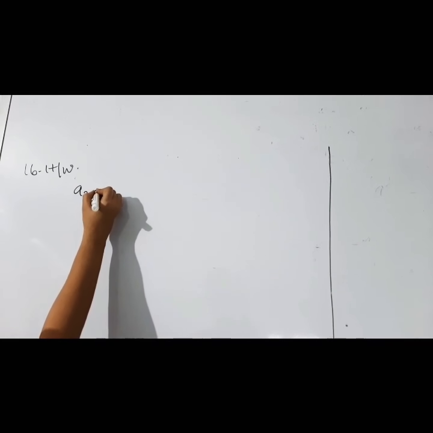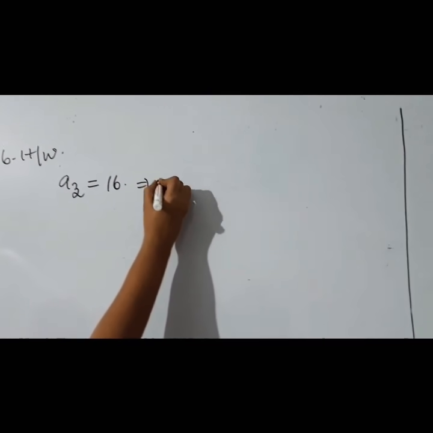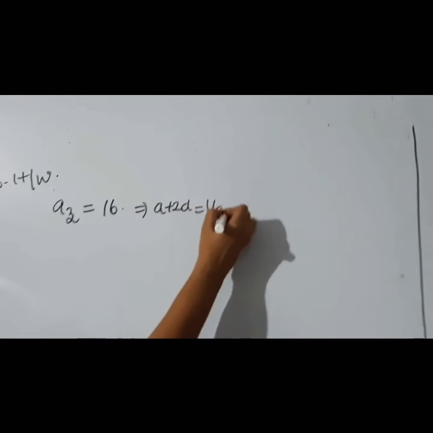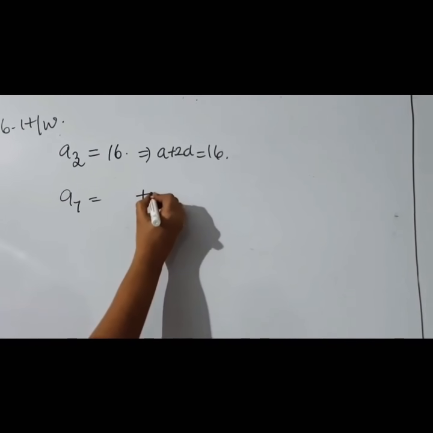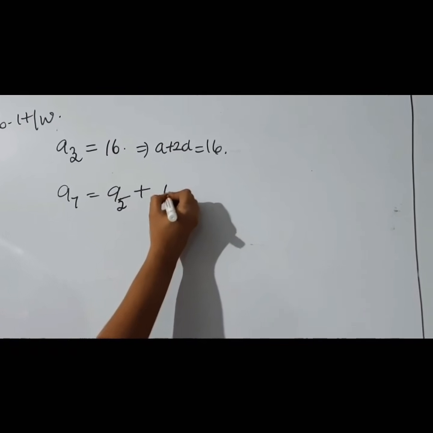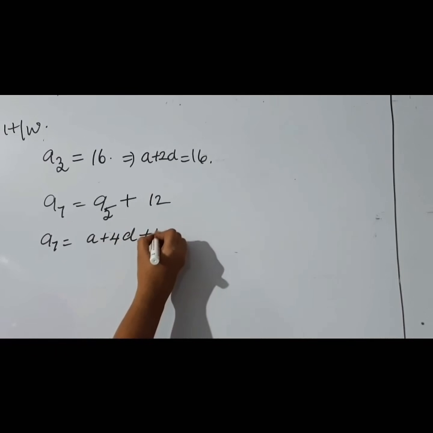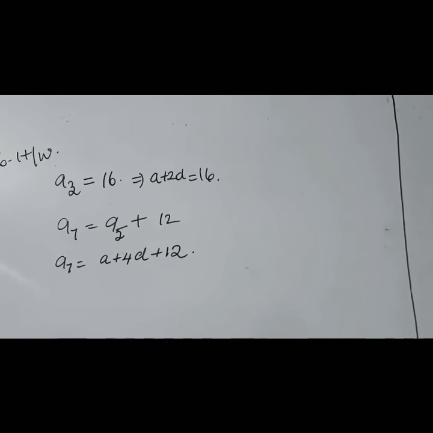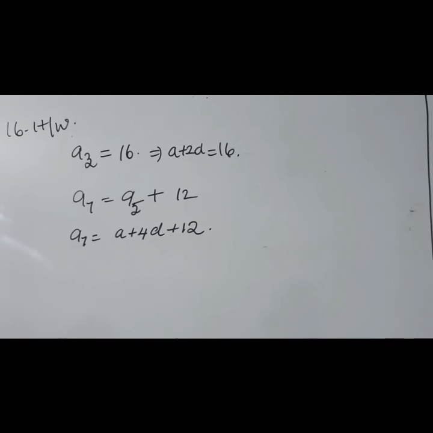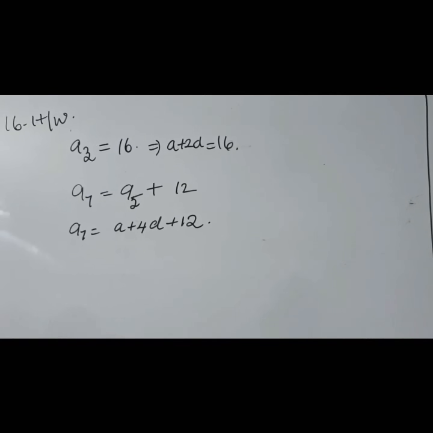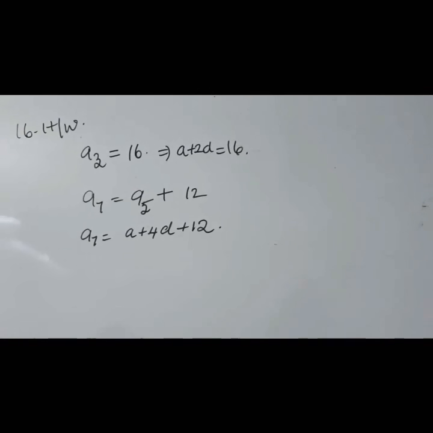One condition is A3 is equal to 16, for which you will get A plus 2D is equal to 16, one linear equation. Second is the 7th term exceeds the 5th term by 12. So A7 is equal to A5 plus 12, that is A plus 6D equals A plus 4D plus 12, is the condition. Using these two conditions, you are going to solve and find out the value of A and D, and then you are going to determine the AP. 16th sum is homework, that is just similar to question number 10.